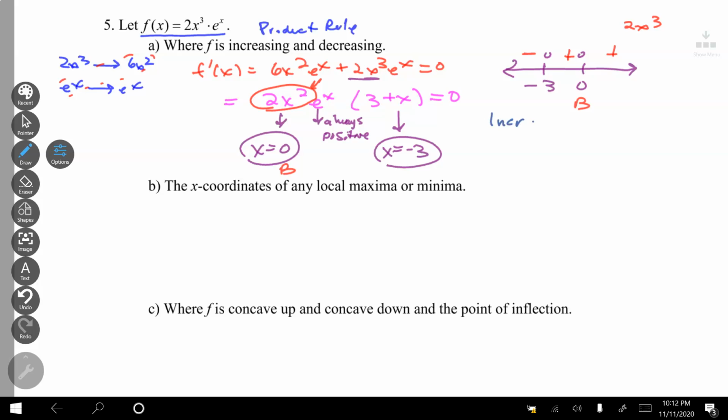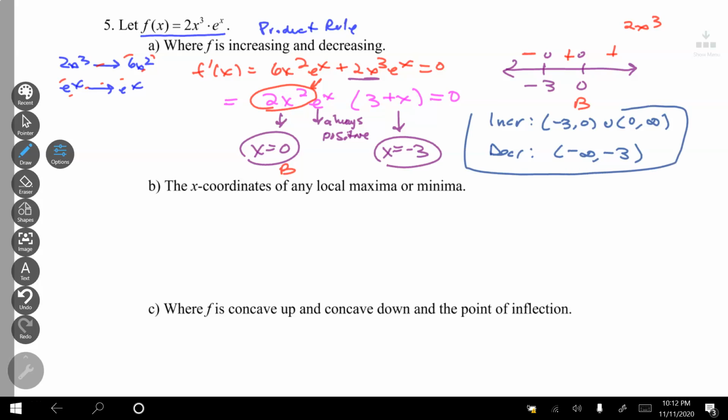it is increasing from -3 to 0, union 0 to infinity, and it is decreasing from -infinity to -3. Yes, I need to pay better attention and not just go through the motions. And there we go. Now, I have to do mins and maxes.